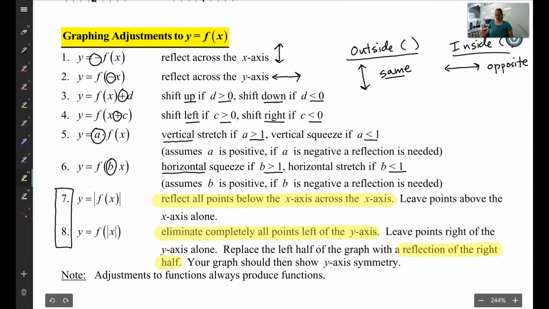Quick note down here, adjustments to functions always produce functions. Those are all those graphing adjustments, and in the next segment, which is the last, I promise, we're going to actually do those different transformations on an example.